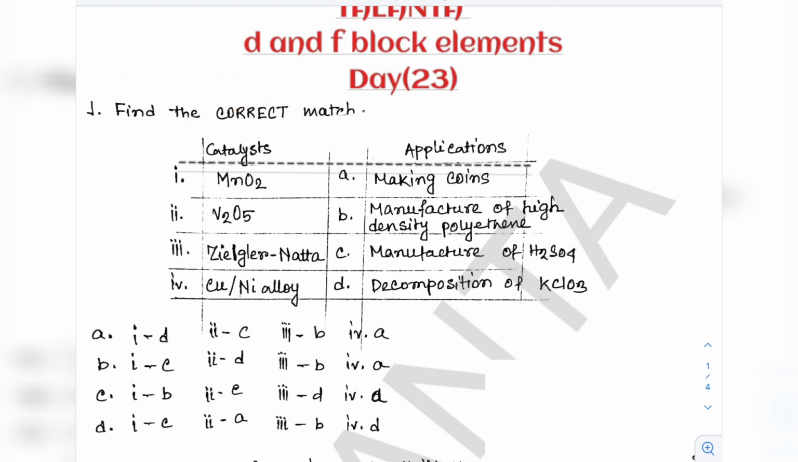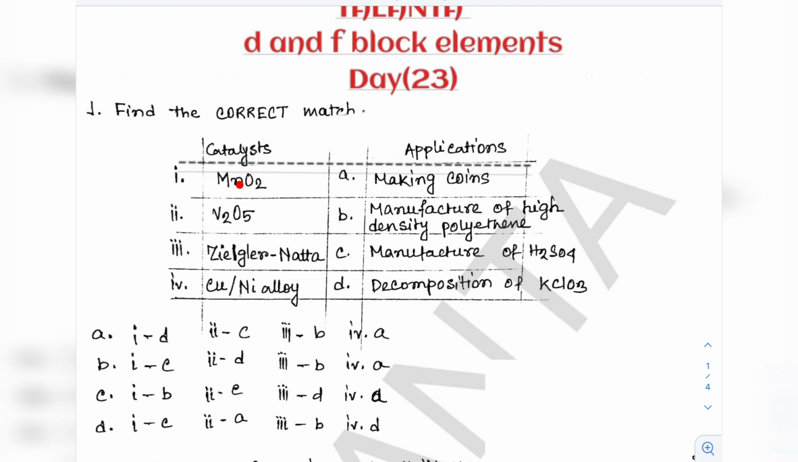Find the correct match. In column 1, some catalysts are given. These are very important catalysts mentioned in different chapters of NCERT, and these are their applications. You have to match. Matrix match questions have been very common in the NEET since the last 2 years. If you have gone through the previous year questions properly, you can find it easily. So on that note we have created this first question.